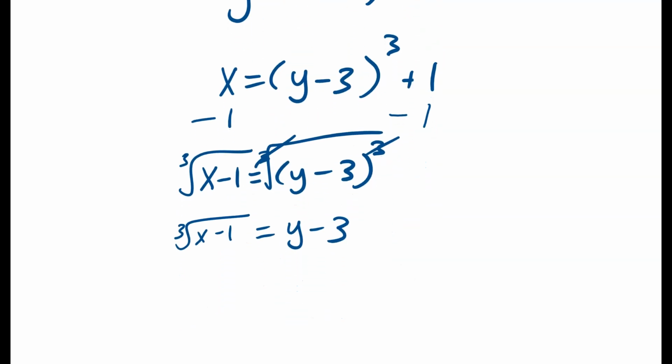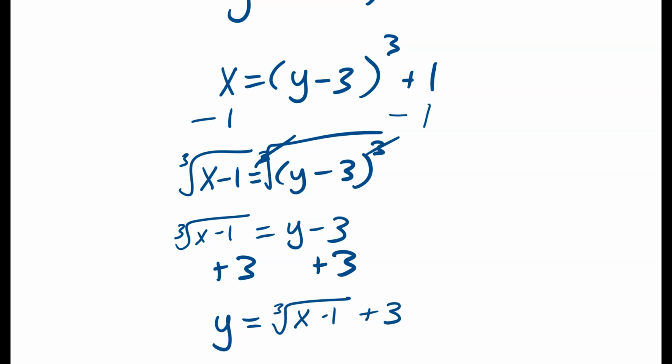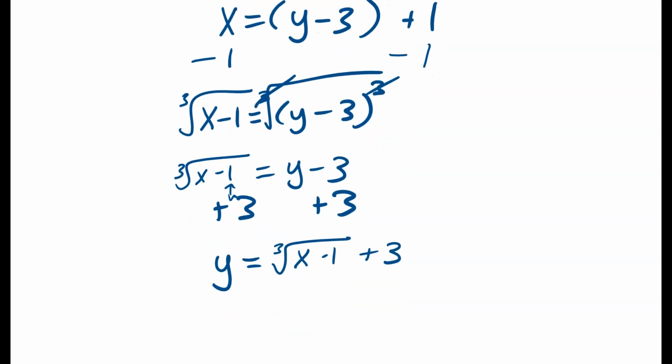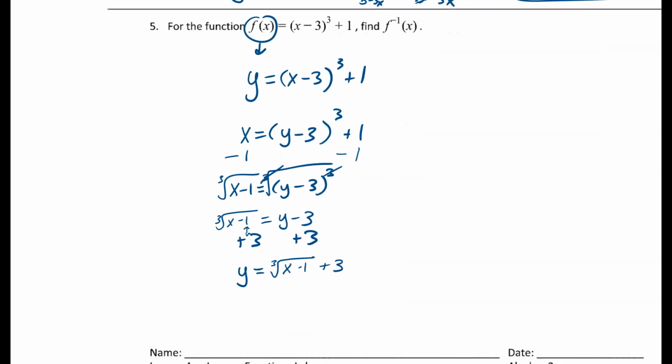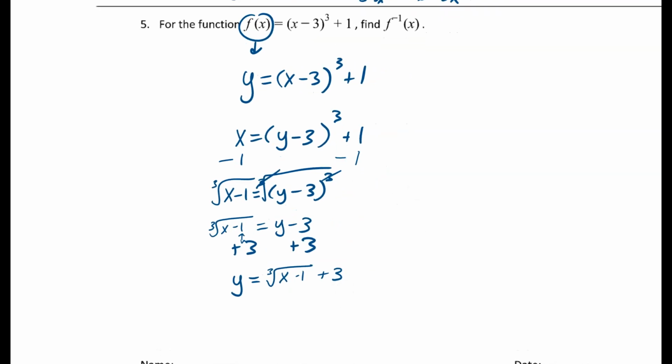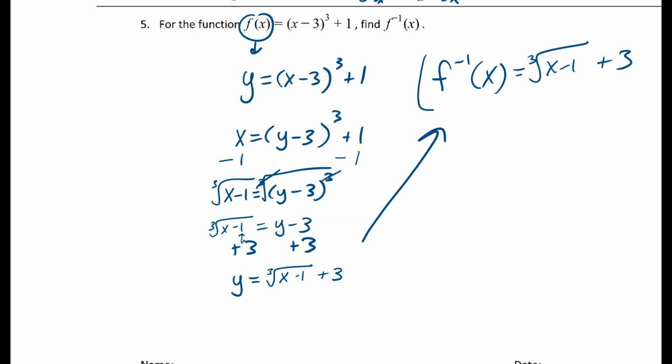And then from here, this is just a one-step equation. I can add 3 on both sides, and I'm just going to rewrite it so that my y is on the left-hand side, to have the cube root of x minus 1 plus 3. Just be careful, I won't be able to add that 3 to the 1 because the 1's trapped under the cube root there. And lo and behold, I have isolated y. I started with a function, and now I have found the inverse to that function, which is just the cube root of x minus 1 plus 3.